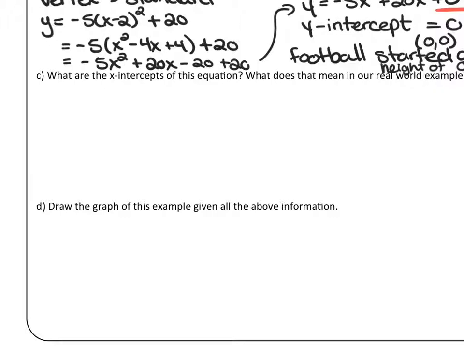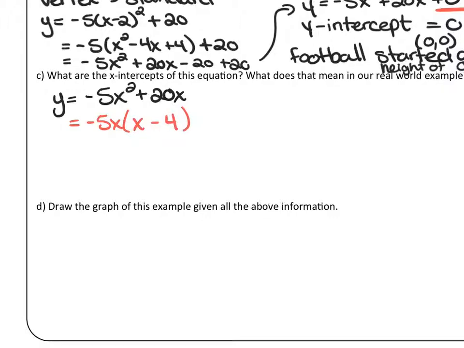What are the x-intercepts of this equation, and what does that mean in our real world example? In the previous lesson we learned how to factor, so we're going to factor this. Coming back to what we had in standard form, if I factor this, I'm going to pull a negative 5x out, and I'm left with x minus 4. You can check that by multiplying it out.